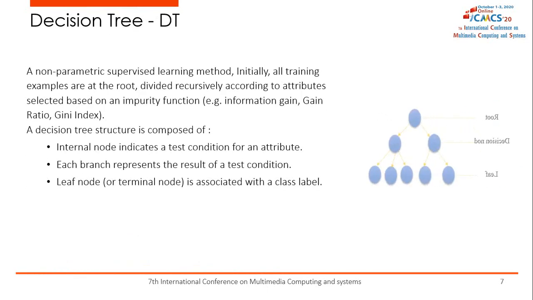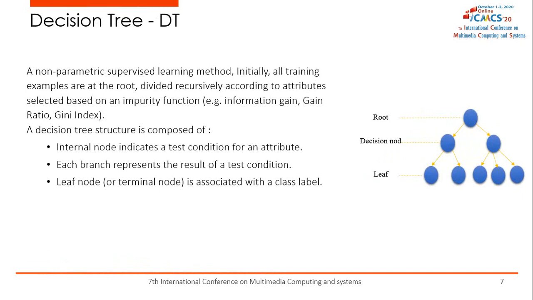Now, decision tree, a non-parametric supervised learning method. Initially, all training examples are at the root, divided recursively according to attributes selected based on an imperative function like information gain. A decision tree structure is composed of internal nodes, each indicating a test condition on an attribute. Each branch represents the result of a test condition. A leaf node is associated with a class label.